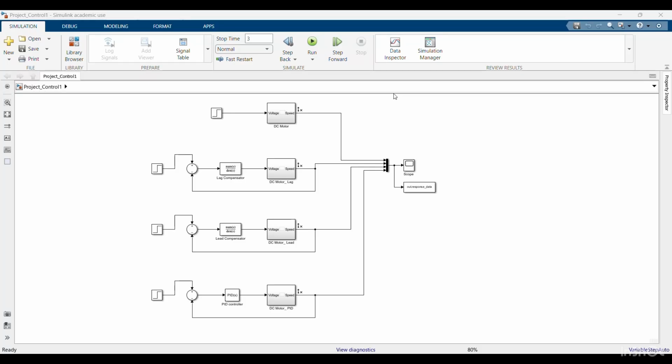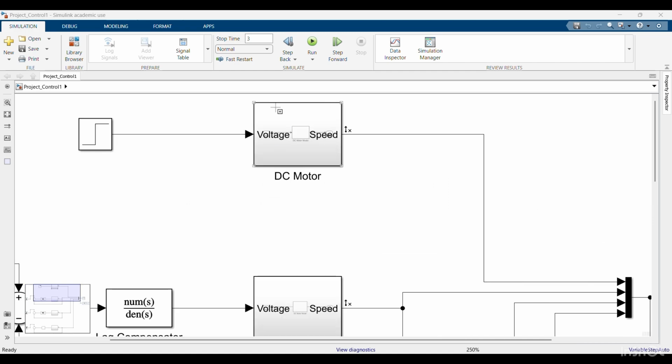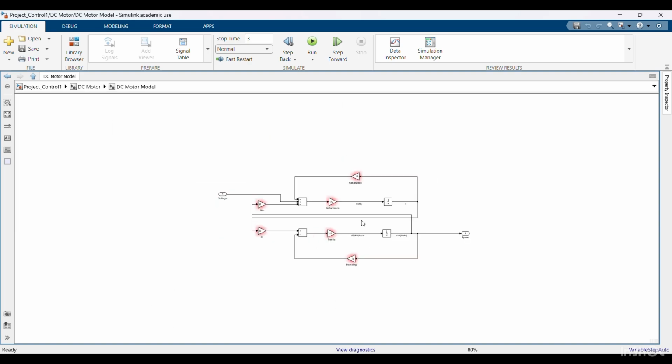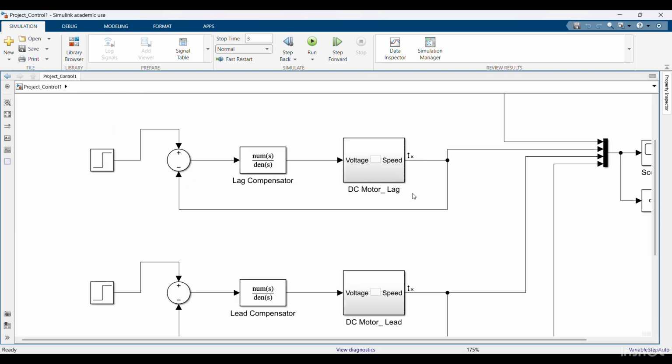Now I will explain the Simulink model used in this project. This model compares 4 different DC motor speed control systems. The first one is the open loop system, which means the DC motor is connected directly to the input signal without feedback control. The second one uses a lag compensator.